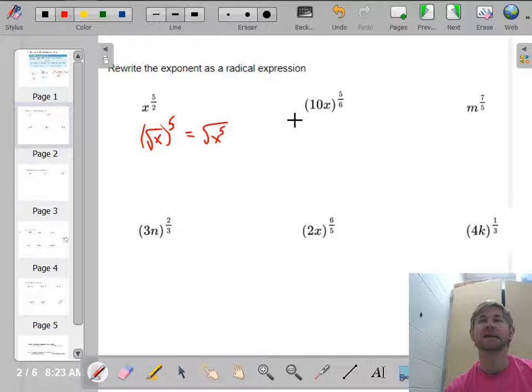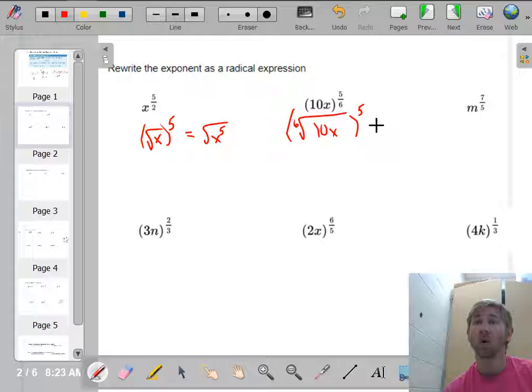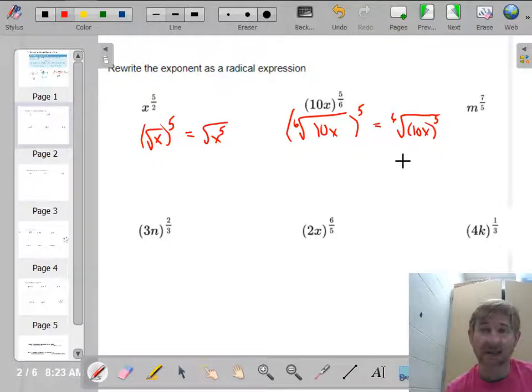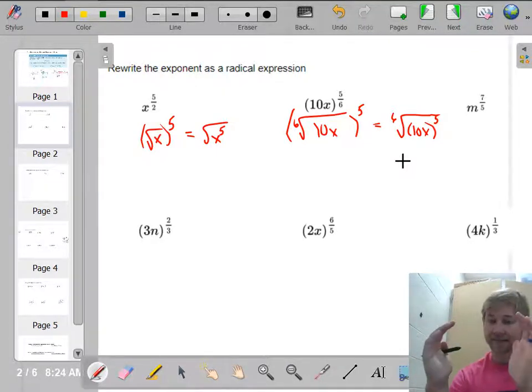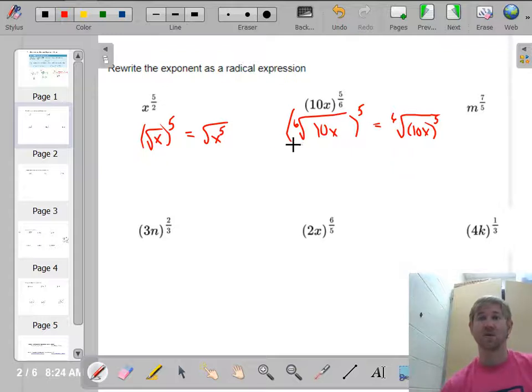This one would be the 6th root, because 6 is the denominator, of, and you got to be careful, the quantity 10x, so that's underneath. You could write the whole thing to the 5th power like that, or the 6th root of, and then in parentheses 10x to the 5th. Now that really matters that you have that quantity, because it's not just 10 that's going to the 5th power, and it's not just x that's going to the 5th power. It's 10x. 10x is going to the 5th power, so the whole thing.